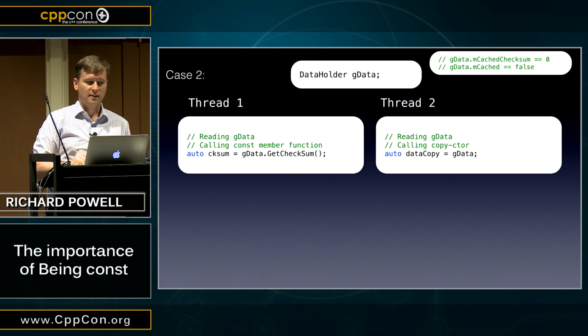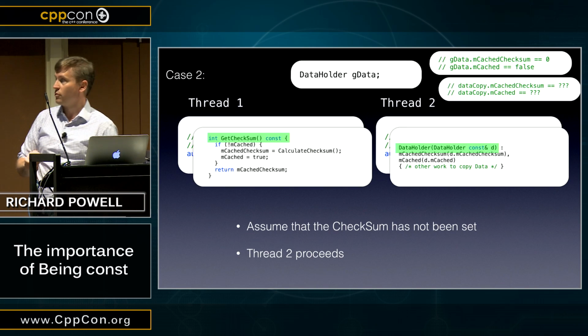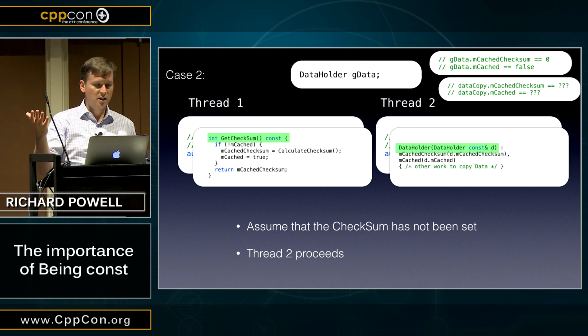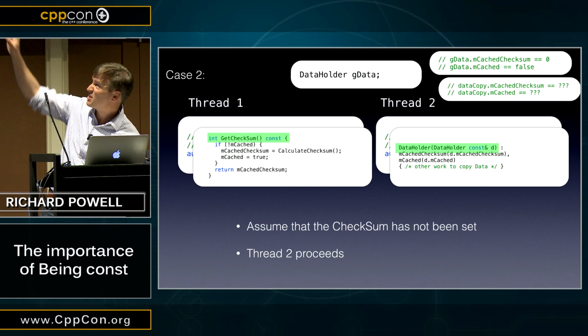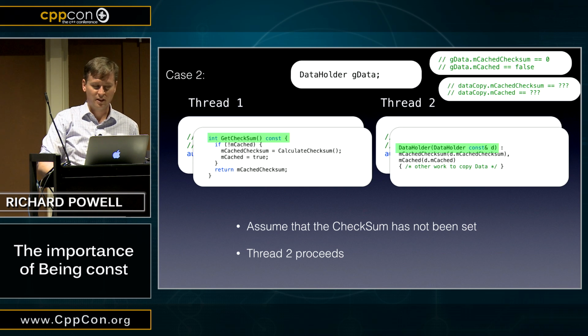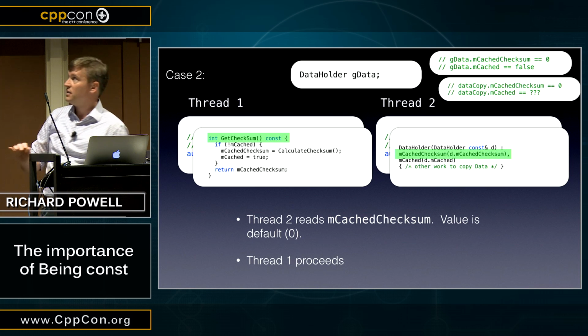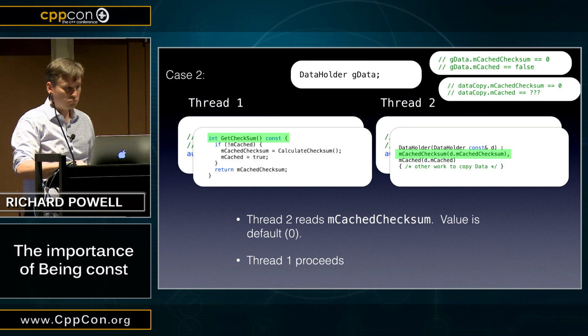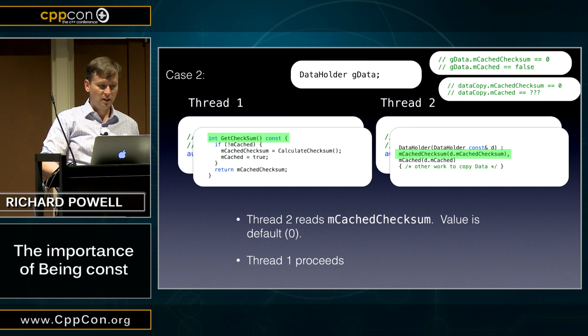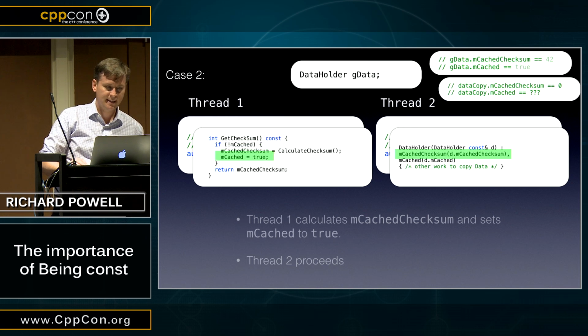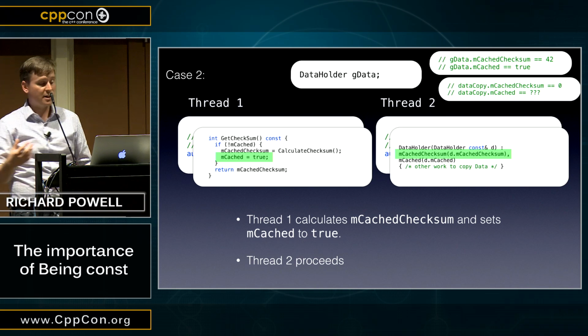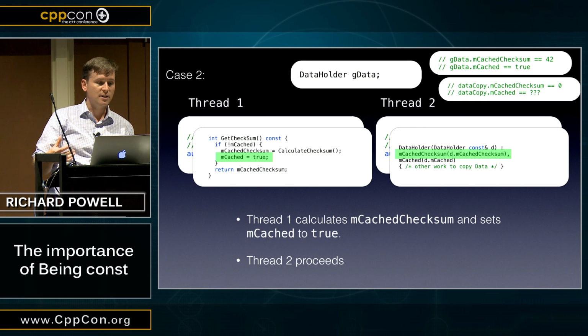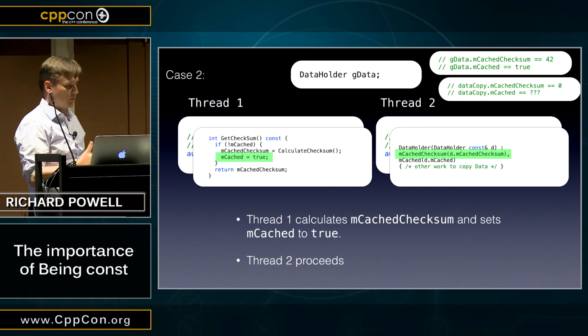All right, let's go ahead here and walk through what happens. Assuming the checksum has not been set, thread 2 now proceeds. It actually hasn't been set, so its data members are unknown. First of all, it reads in the cache checksum, which is 0, the default. Now thread 1 proceeds. It does all the work. It calculates the checksum, and then it finishes and sets the cache to be true.